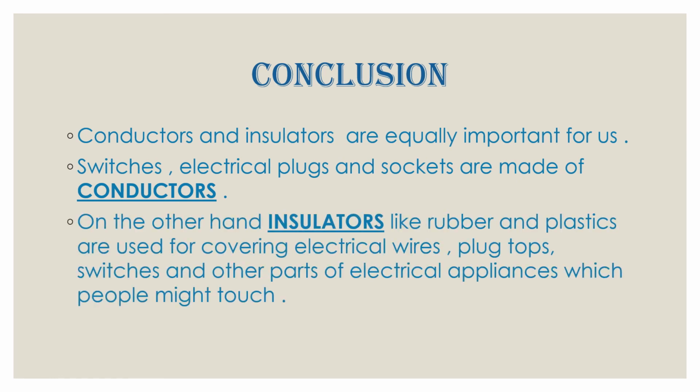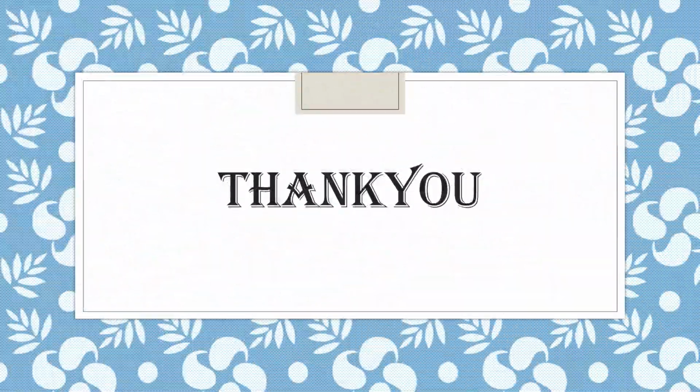Now, on the other hand, insulators like rubber and plastics are used for covering electrical wires, plug tops, switches, and other parts of electrical appliances which people might touch. You can see these conductors are covered with insulators so that people don't get any shock. So they both are important for us. This is all on conductors and insulators.